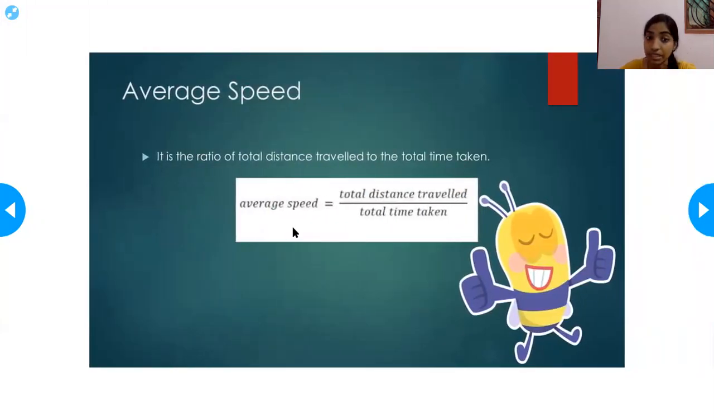What is average speed? Average speed is the ratio of total distance traveled to total time taken. For example, if you have three cars moving together and you are given the time taken by all of them, the sum of the total distance divided by the sum of the total time is average speed.